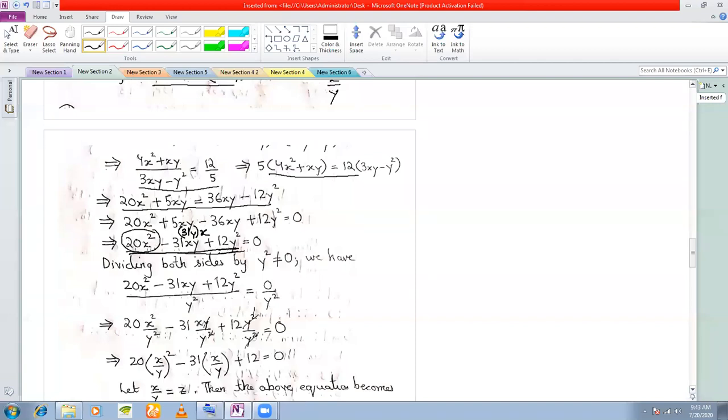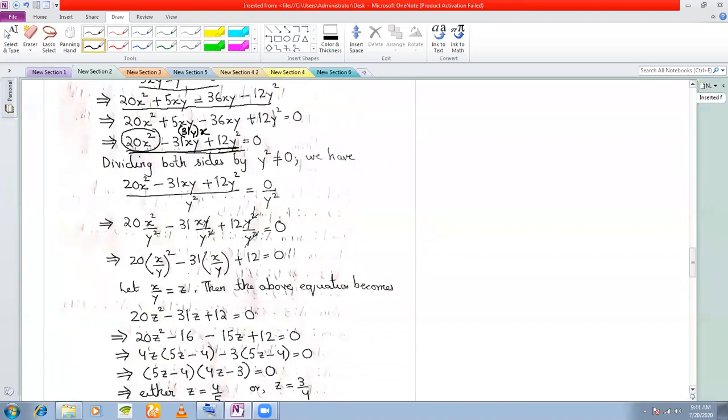Now, having expressed this as a quadratic in x, what I do is I want to find out x by y, right? So what I do is I divide. I want to get an x square by y square here, and I want to get an x by y here, and I want to get a 1 here. So I divide both sides by y square. Why? Because see 20x square minus 31xy plus 12y square is equal to 0. I want this as x by y whole square, this as x by y, and this simply as 1.